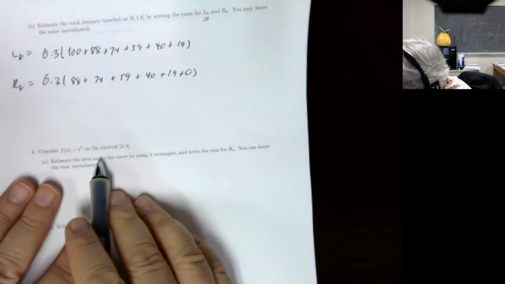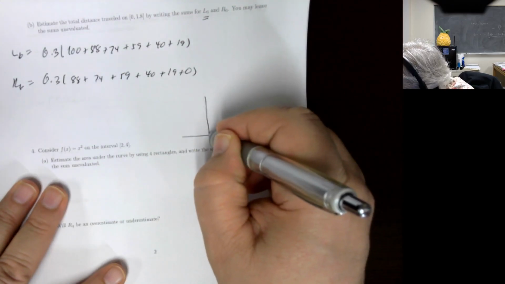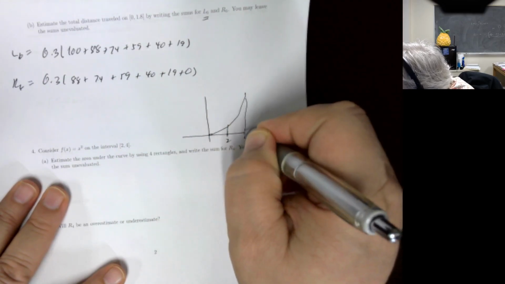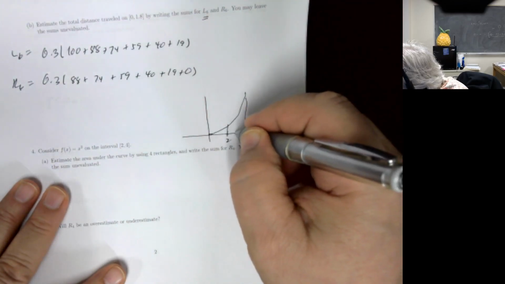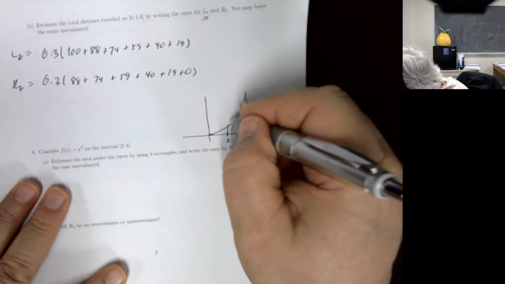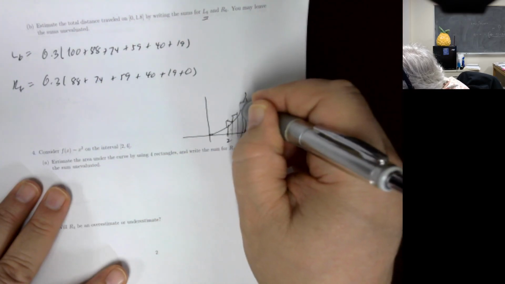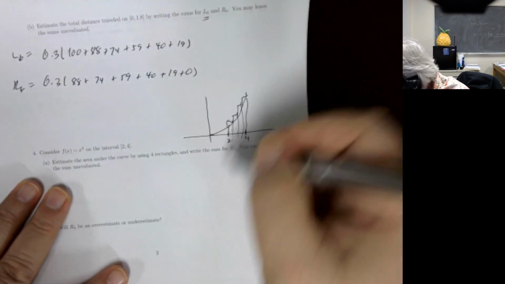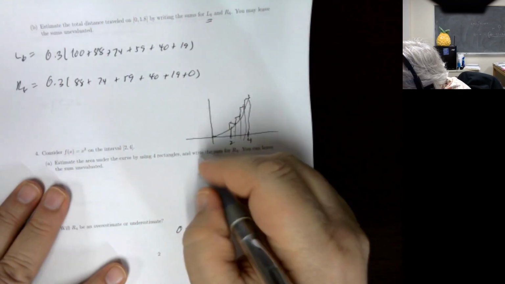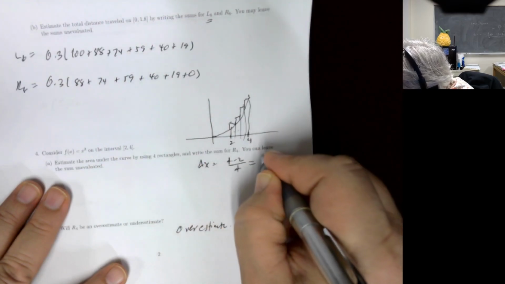All right. So on this one, we've got x squared on the interval from 2 to 4. So you might just sketch a little graph of that. So here's 2 and here's 4. And we're going to use our rectangles. We're going to use 4 rectangles: 1, 2, 3, 4. Okay. And we're going to use right points for our heights. And so you can automatically see that this is going to be an overestimate. Okay. So our delta x here is 4 minus 2 over 4. And so that's 2 over 4, which is 1/2.